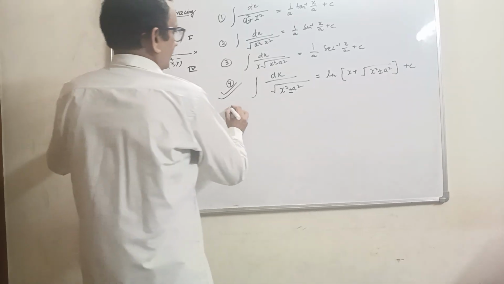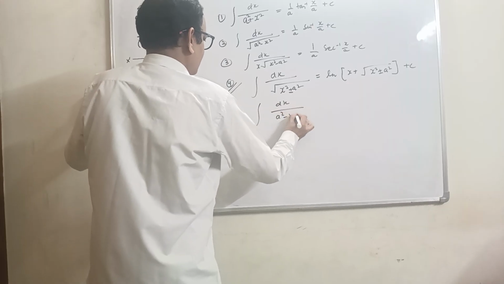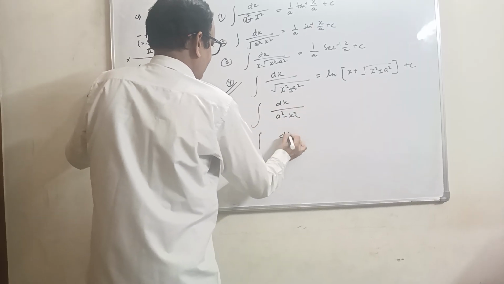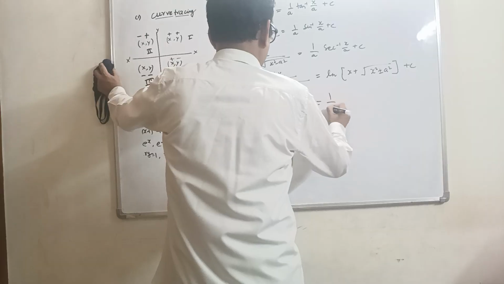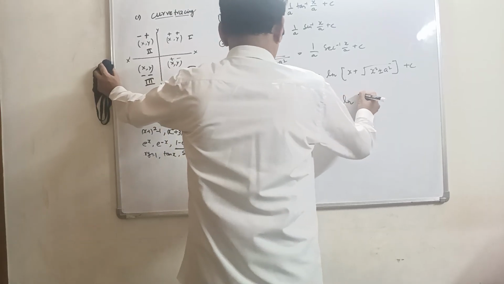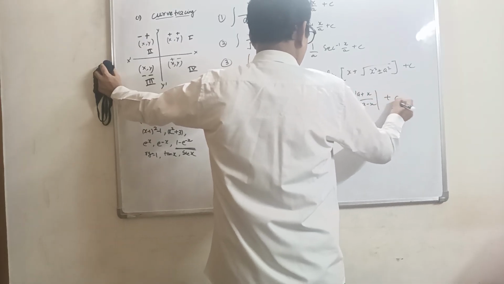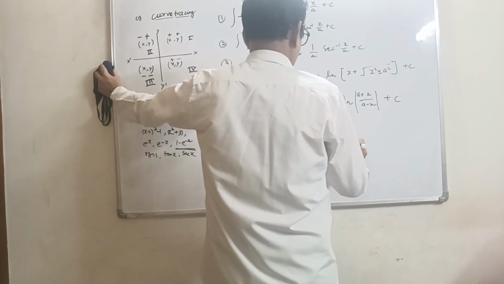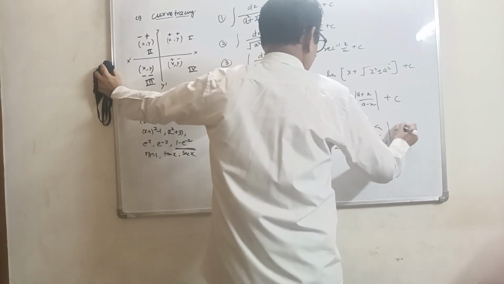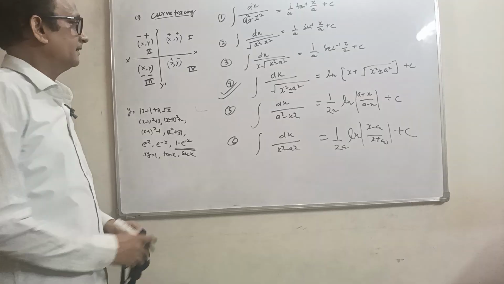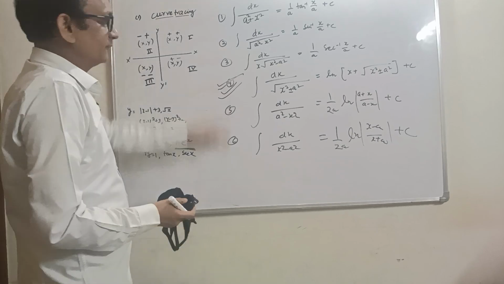Another formula is integration of dx upon a square minus x square, and the last is dx upon x square minus a square. So this becomes 1 by 2a natural log mod of a plus x upon a minus x plus c, or this becomes 1 by 2a natural log mod of x minus a upon x plus a plus c. This is the formula of integration, and this formula is very important. You should remember this formula, and these are also important.